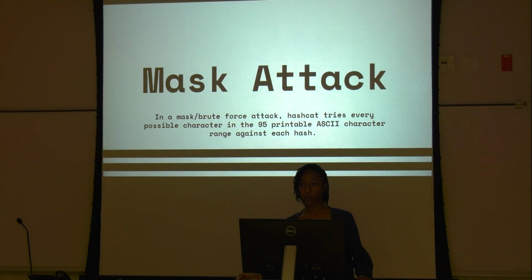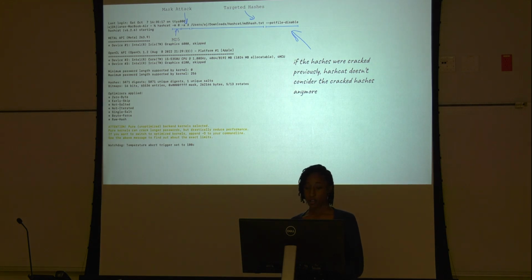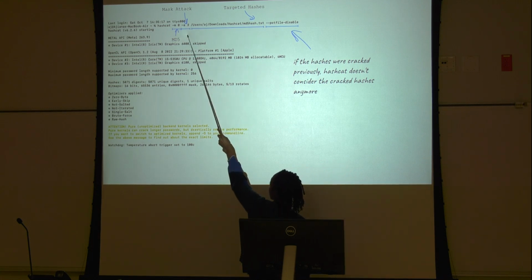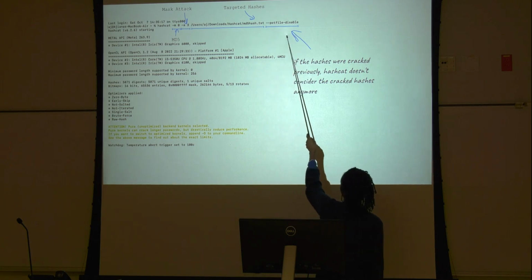So after that, I went over to do a mask attack. A mask attack or brute force attack tries every possible character in the 95 printable ASCII character range against each hash. So it basically does exactly what a straight attack does, but in a bit more organized way. My command line for this attack was similar to the one in my straight attack, except I changed my attack mode to 3, and I added this at the end.